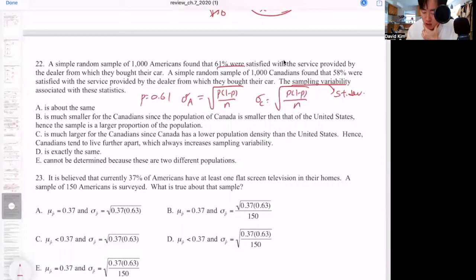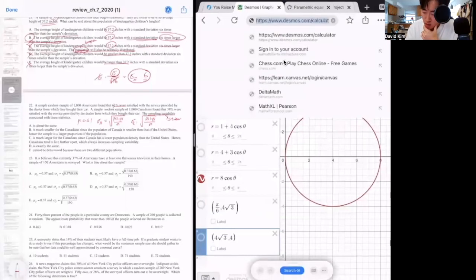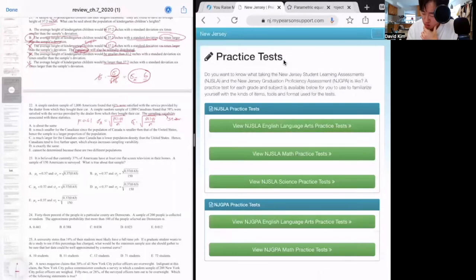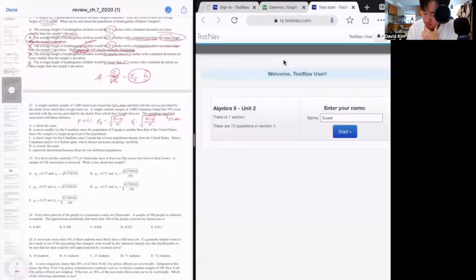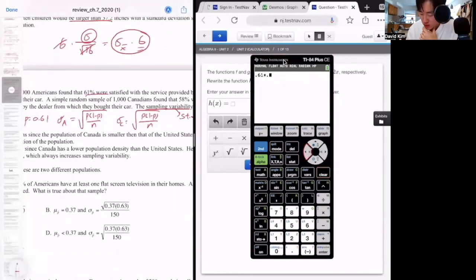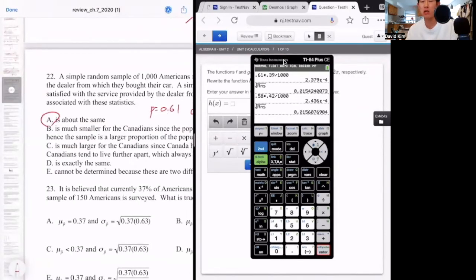When you plug in those numbers accordingly, let me pull out my calculator here. So on the calculator, I'm just going to type this in: 0.61 times 0.39, divided by 1,000. I'm just going to square root that answer, and I get 0.0154. Now I'm going to do the same thing with 0.58: 0.58 times 0.42 divided by 1,000. Square rooting that number, you get 0.0156. Look at those two numbers, 0.0154 and 0.0156. They're so close to each other that it's about the same. The sampling variability, in other words the standard deviation, is approximately the same, as proven by the calculator here.